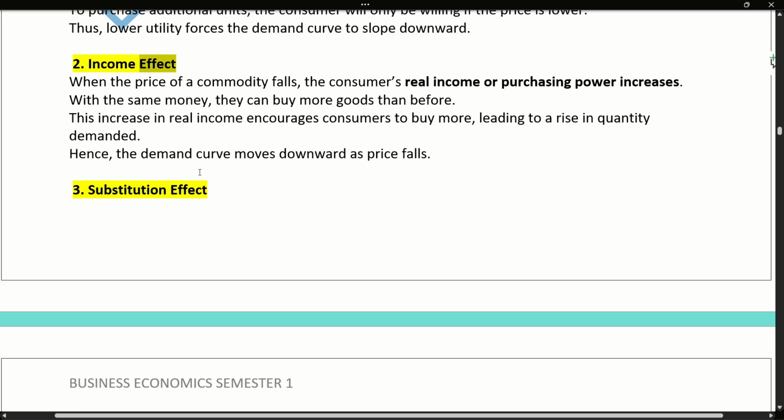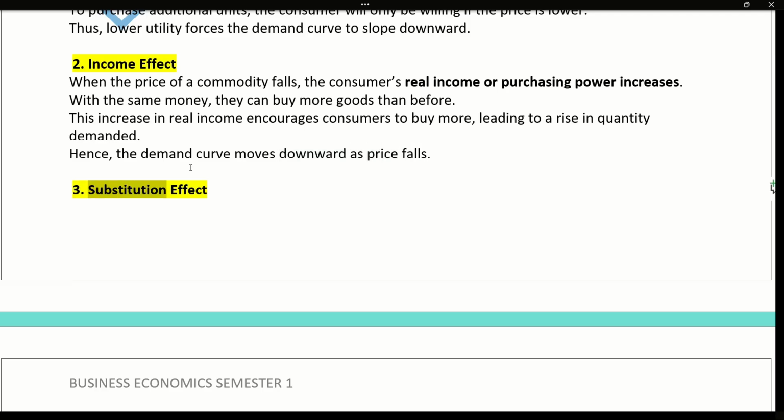2. Income effect. When the price of a commodity falls, the consumer's real income or purchasing power increases. With the same money, they can buy more goods than before. This increase in real income encourages consumers to buy more, leading to a rise in quantity demanded. Hence, the demand curve moves downward as price falls.